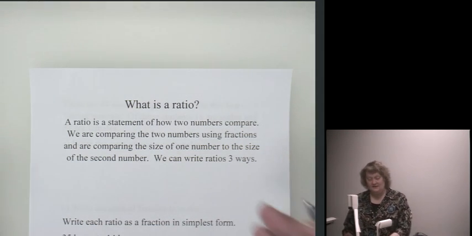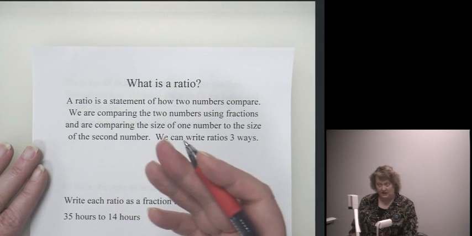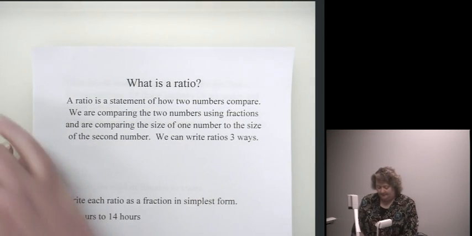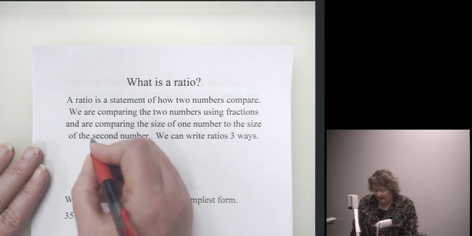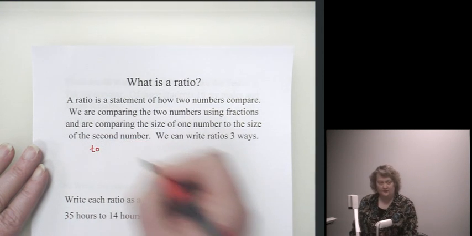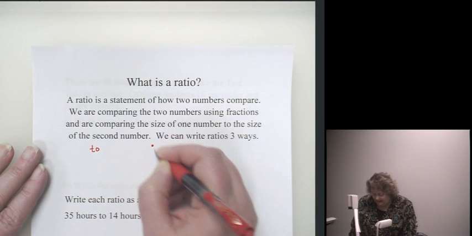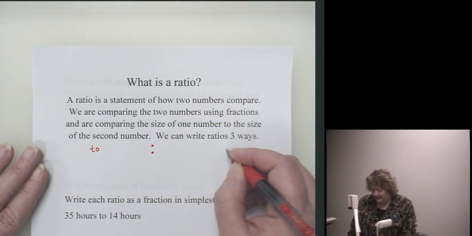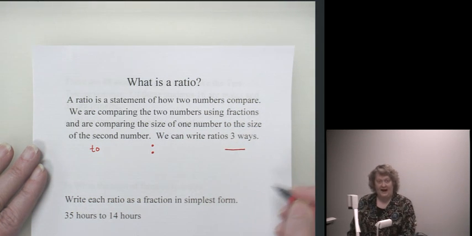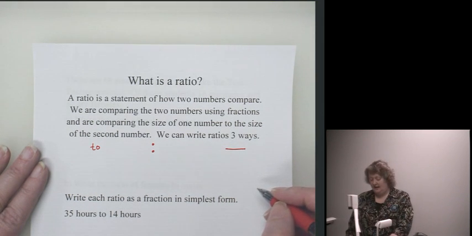Let's look at the three ways that we can write a ratio. The first way we write the ratio is with the word "to." The second way is with colons. And the third way is as a fraction. Those are the three ways that we use to write a ratio.